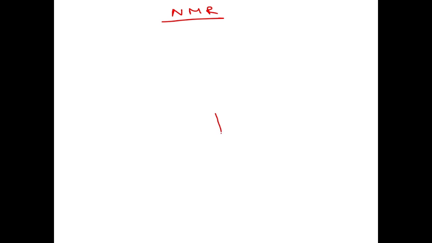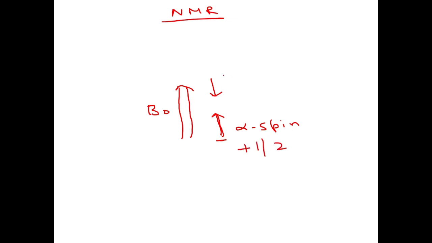So if I represent a nucleus like this, having a direction, it behaves like a tiny bar magnet. And when you place this tiny bar magnet in an external magnetic field, say you are applying an external magnetic field of B naught, then this nucleus can have two orientations. Either this nucleus will align towards the magnetic field, or it will align opposite to the magnetic field. So this state is known as alpha spin state, or plus half level, and this is also known as minus half level, or beta spin state.